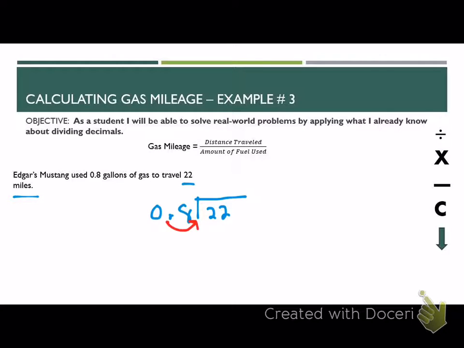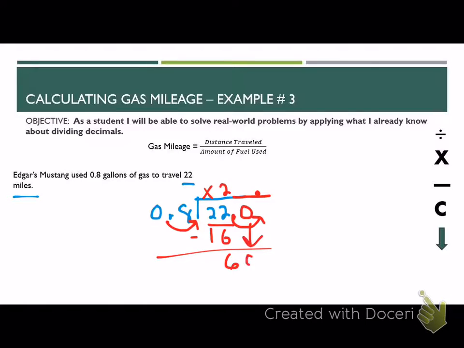Well, this is another one of those. There's no decimal down here. So what do we do? Well, just like earlier, we add a decimal, and then we move it 1 place to the right. When we do that, we add a 0 to fill in that spot, and the decimal point goes on top. How many times does 8 go into 2? Well, it doesn't, but it does go into 22. It goes in 2 times, and 2 times 8 is 16. 22 minus 16 gives us 6.